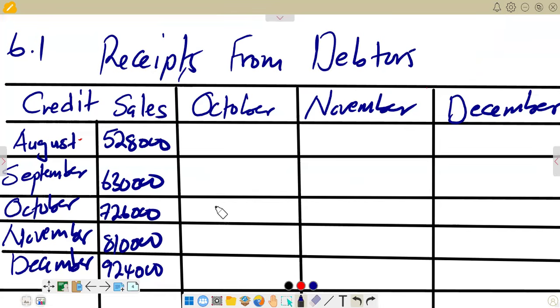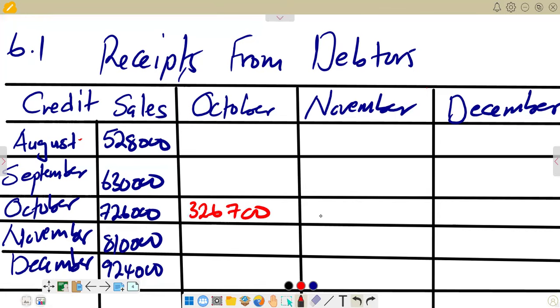Then we get your credit sales here: 0.45 times 726. Let's calculate that one. That is in the same month, for October and October, we are going to get 326,700. Let's just confirm if it's correct. 0.45 times the October one, 726,000, and we get 326,700. So here, October, 326,700. And then we go to November.